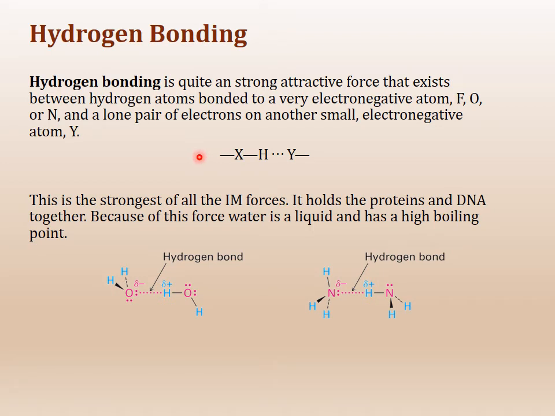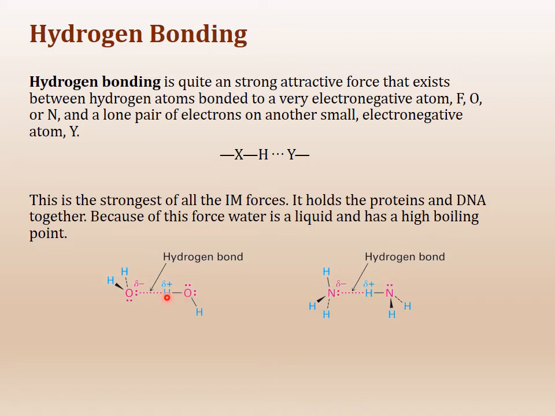In rare cases it will show it with some other atom, but usually you have to have fluorine, oxygen, or nitrogen connected to the hydrogen to show the hydrogen bonding. So here is an example, and this one is for water molecules. The hydrogen bond is shown right here between oxygen and hydrogen. So here, look, oxygen is connected to the hydrogen.